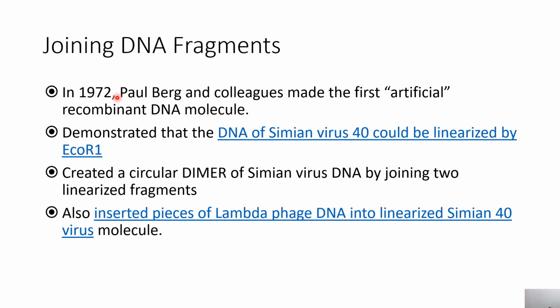So this is again a schematic, in the sense of a timeline. In 1972, Paul Berg and colleagues made the first artificial recombinant DNA molecule, and they demonstrated that DNA of simian virus 40 could be linearized by EcoRI. So they created a circular dimer of simian virus DNA by joining two linearized fragments. They also inserted pieces of lambda phage DNA into a linearized simian virus 40 molecule.